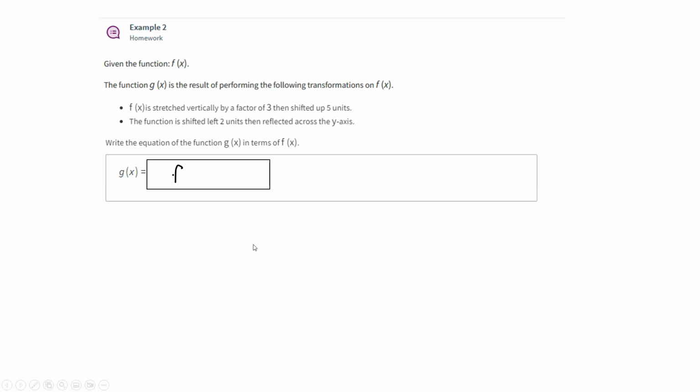So starting with f of x, the vertical transformations are pretty straightforward. It's stretched vertically by a factor of 3, then shifted up 5 units. So you're going to be multiplying the y values by 3, and then adding 5, which means that you're going to be multiplying f of x by 3 and adding 5 to it. So you're going to have a multiplication of 3 here, a plus 5 here.